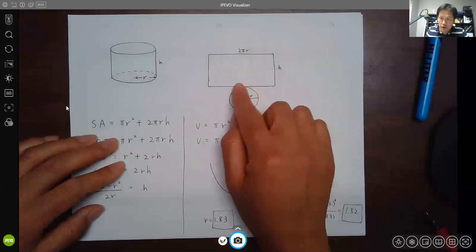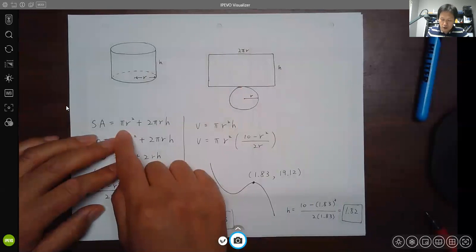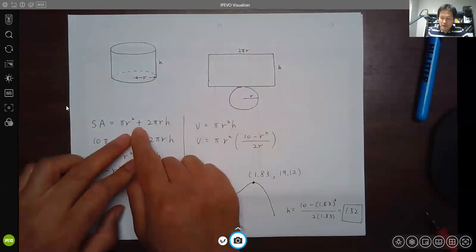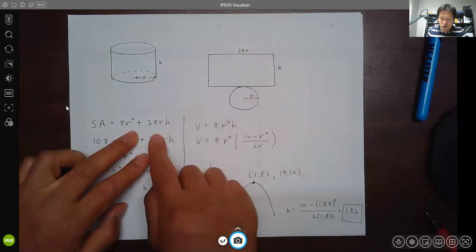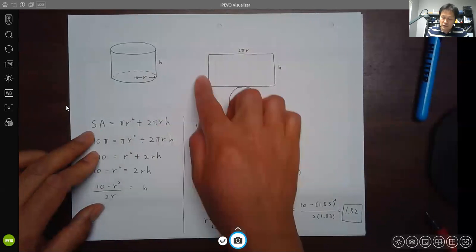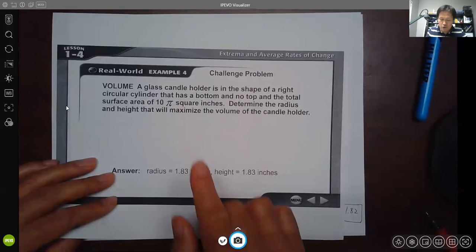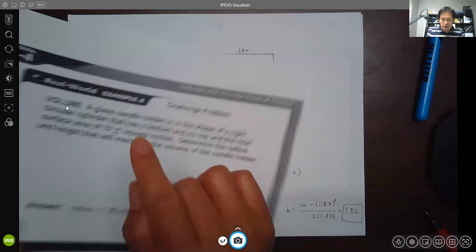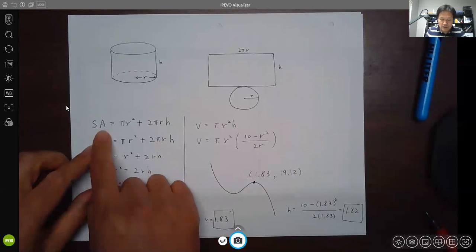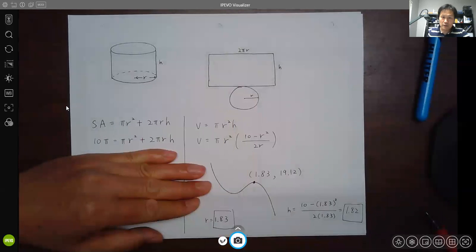So how do you define the surface area of this situation? You need to calculate the area of the circle. You need to calculate the area of the rectangle. So area of the circle, pi r squared, plus area of the rectangle, this times this, 2 pi r h. That's the surface area of this. If you look at the problem, they gave you the value of the surface area as 10 pi. So I plugged in 10 pi as the surface area.